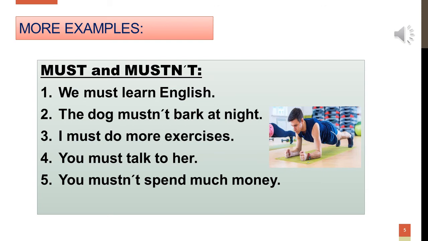Number 3. I must do more exercises. Yo debo hacer más ejercicios. Number 4. You must talk to her. Tú deberías hablarle a ella. Number 5. You mustn't spend much money. Tú no deberías gastar mucho dinero. This is about must and mustn't. Okay?